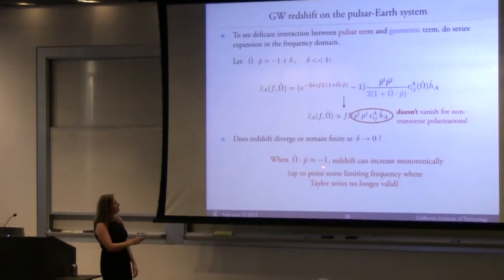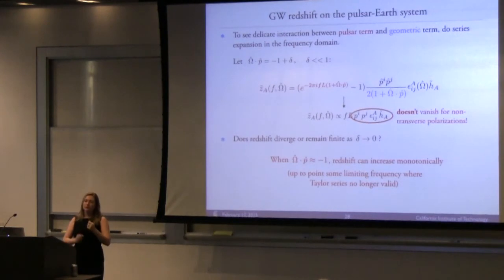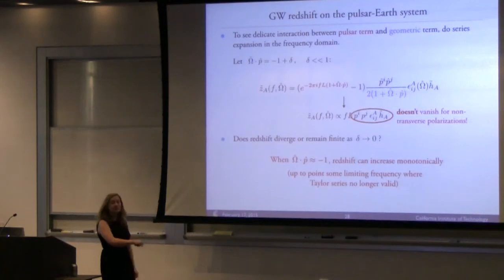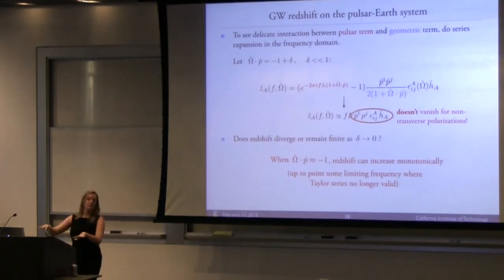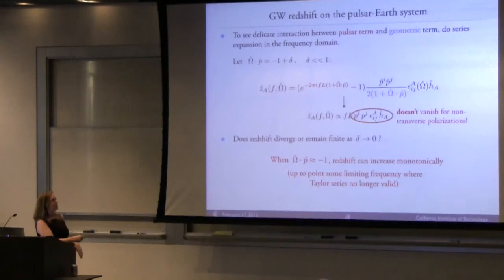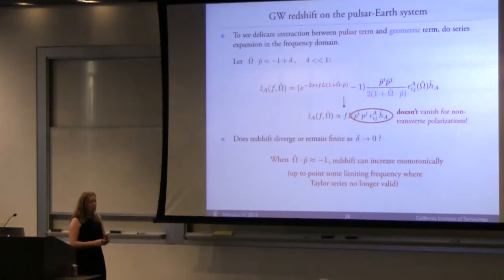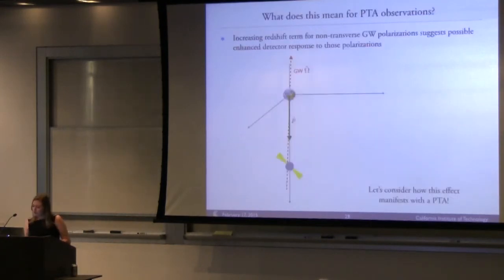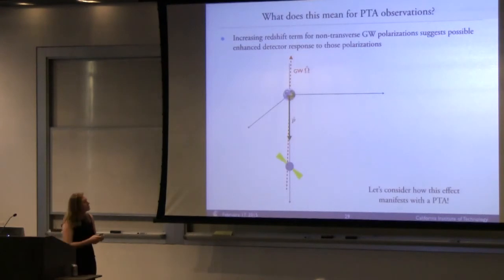So when you're in this region of the sky where the gravitational wave's propagation direction and the position of the pulsar are anti-parallel, this redshift term basically just increases monotonically up to some point where you can no longer actually perform a Taylor series. There's some limiting frequency where you can't do that. But that's a very good result, because we know the redshift is the effect of the gravitational wave on the pulsar signal. If it's just getting infinitely big, you'd probably be making detections all the time. What we're going to do is change pictures again.